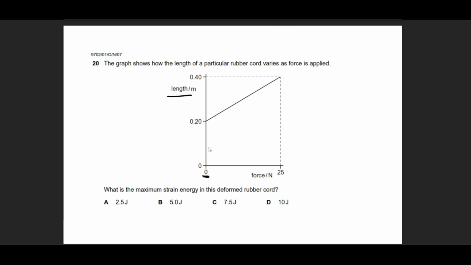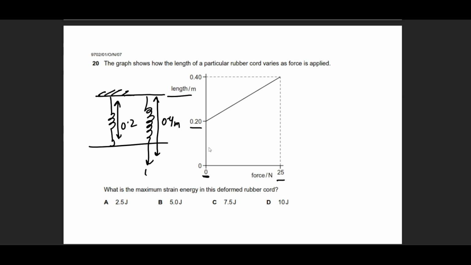Notice that this is zero force and it still has the length, which means that when there was no force on the spring, it still had a length of 0.2. When you applied a force of, let's say, 25 newtons, it became 0.4 meters currently. So now it has a force of 25 newtons and a length of 0.4. Although students memorize that this is going to be the area under the graph, that is the area under the force extension graph.